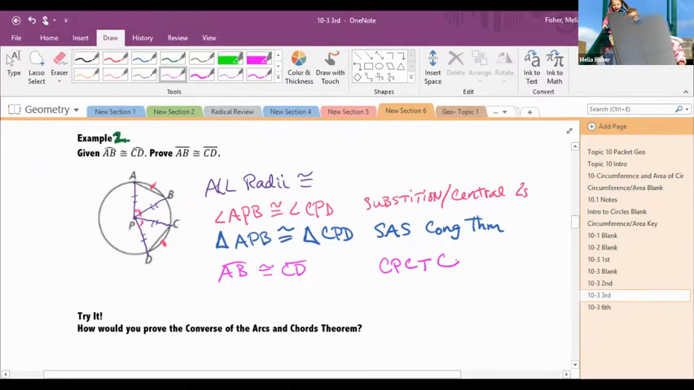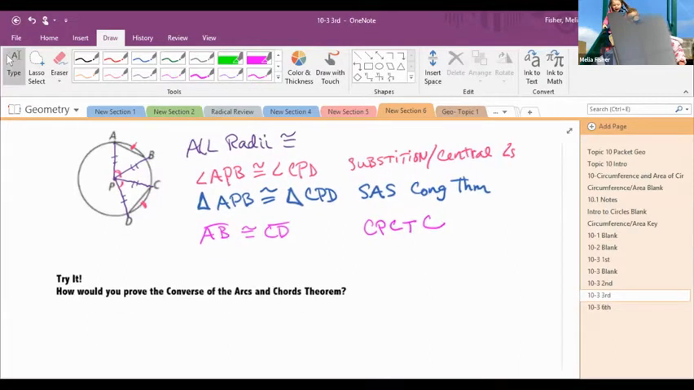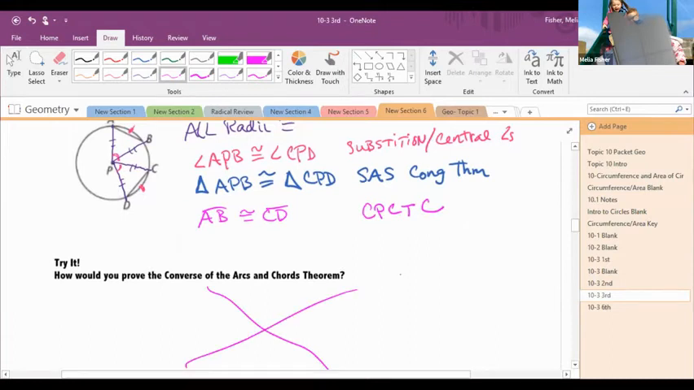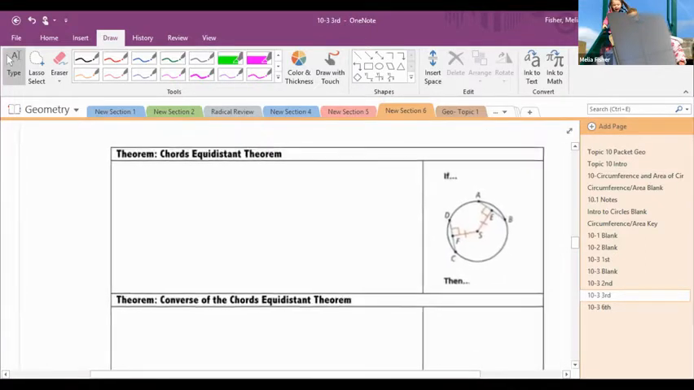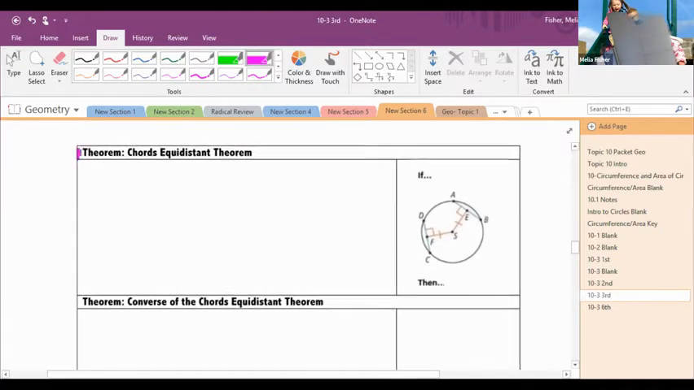And it is your lucky day. We are not going to do this, try it. So going to skip the try it for that. And we are going to roll right along to the real example 3. But got some theorems to plug in here.